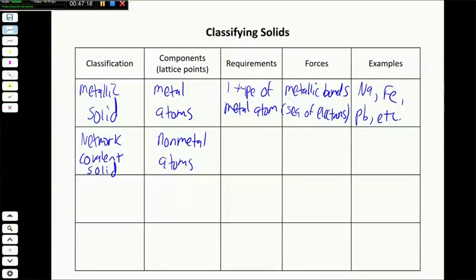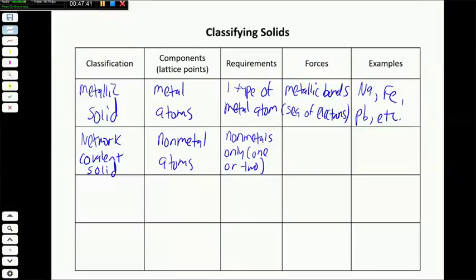And then the requirements are, as I already said, you can only have nonmetals present in the crystal, in the substance. Sometimes just one nonmetal, or sometimes a binary compound with two. So there's, as I said, two different types: atomic solids and compounds that can exist as that.